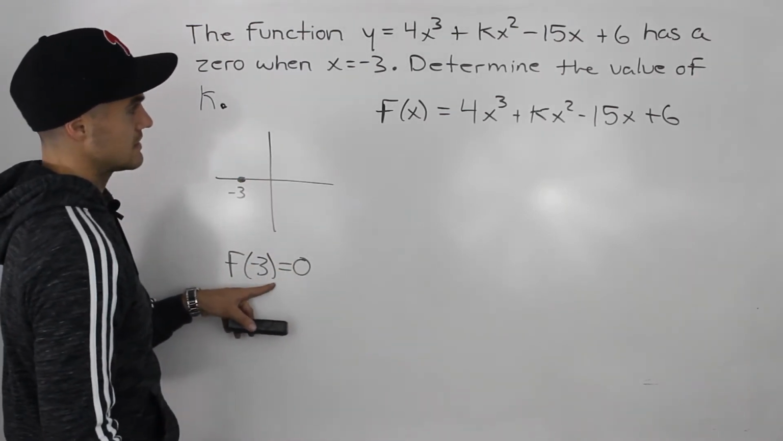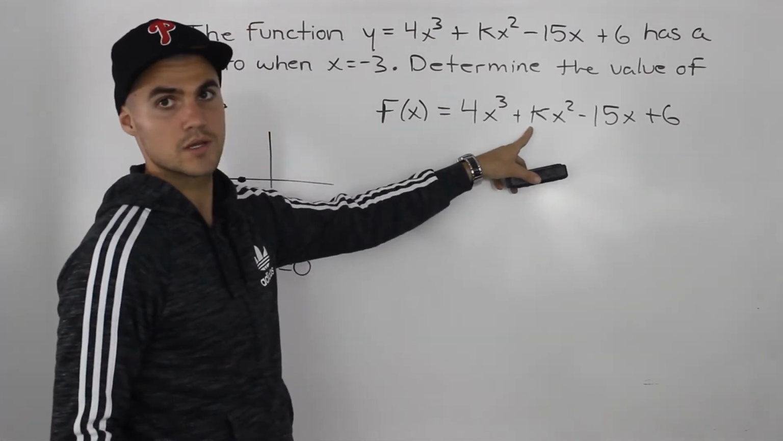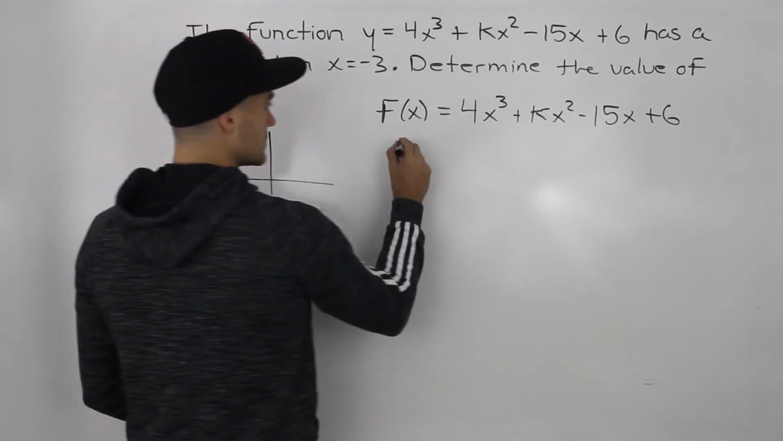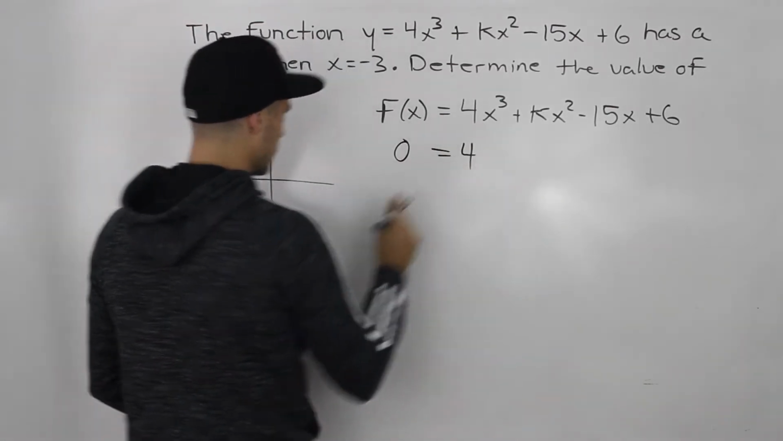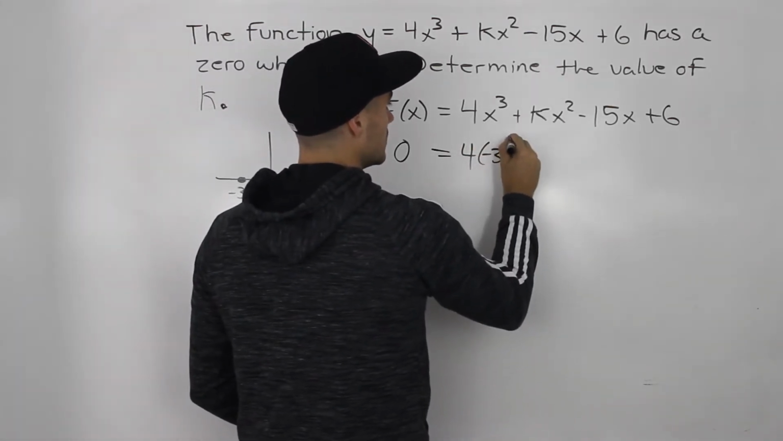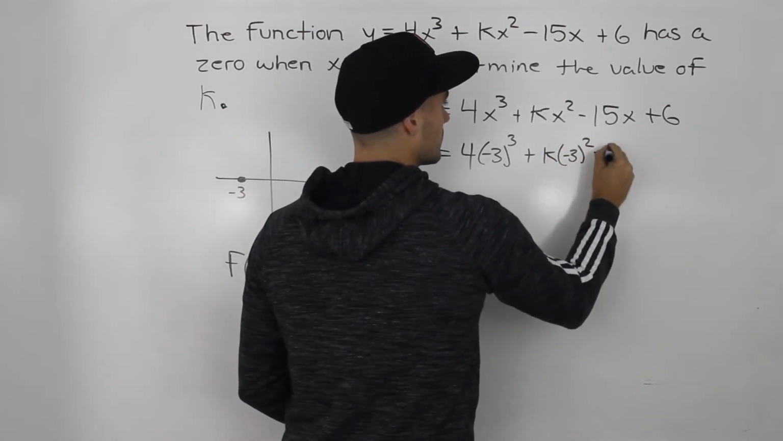So we can just take this and plug it in here, and then we can solve for that k because it's going to be the only variable remaining. So basically, the y value is 0, and we plug in -3 for all of the x values. So we'd have 4 times -3 to the power of 3 plus k times -3 squared.